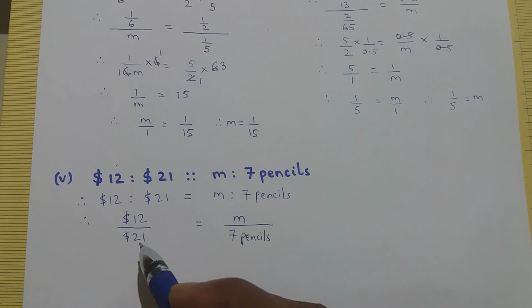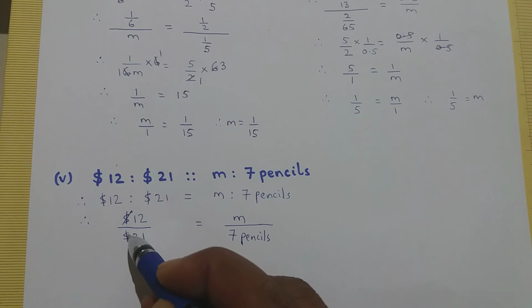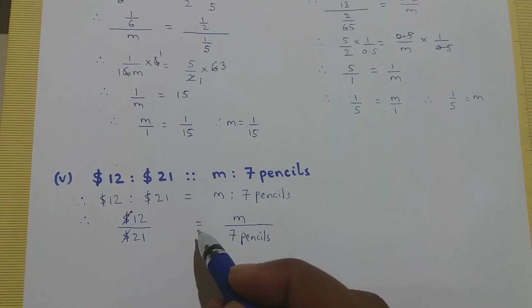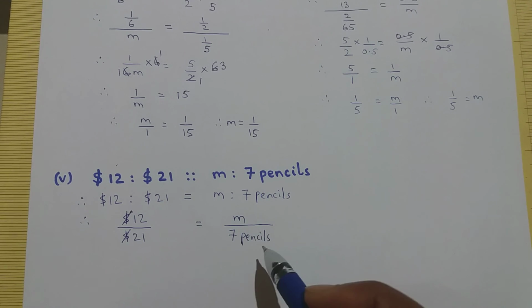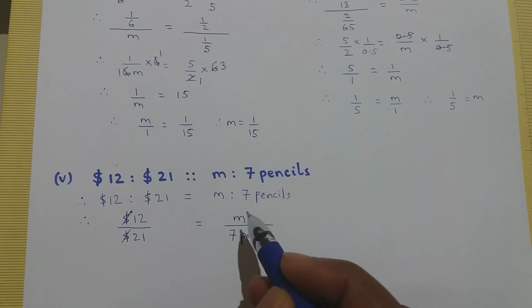Now $12 upon $21, so dollars upon dollars, the dollars will cancel with each other. So it becomes 12 upon 21, that is equal to m upon 7 pencils. Now this is a linear equation in one variable where the variable is m and we have to find what is the value of m.